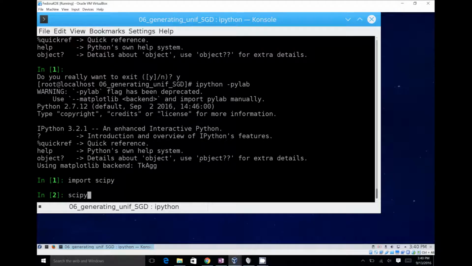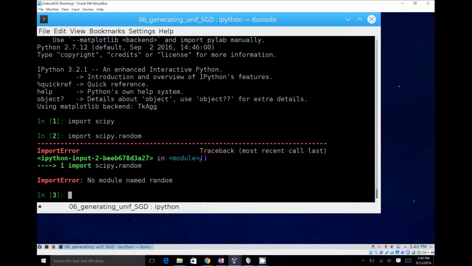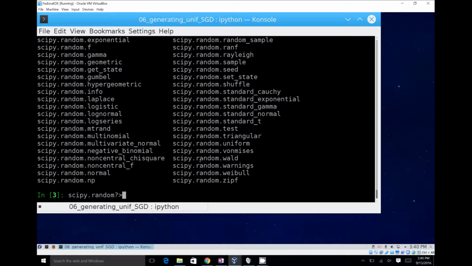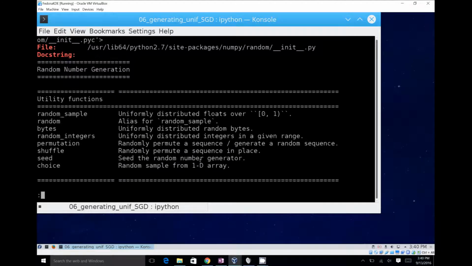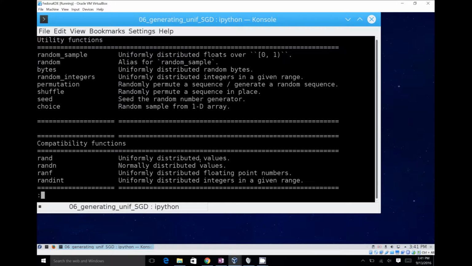So SciPy has several useful modules for generating random things. One is scipy.random, and it gets imported by default, so that's why it says no module called scipy.random. But if you look at scipy.random, there's all kinds of useful things here, like random sample, random uniformly distributed bytes, permutations, shuffling, picking a sample from an array that you pass in, and so forth.